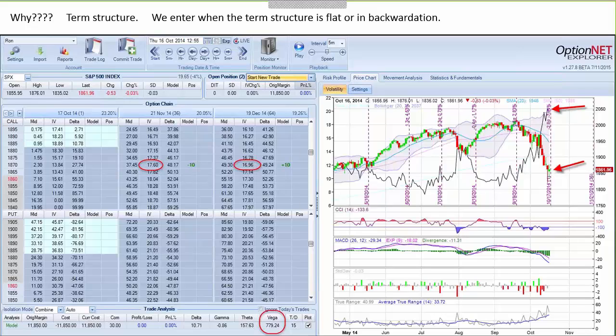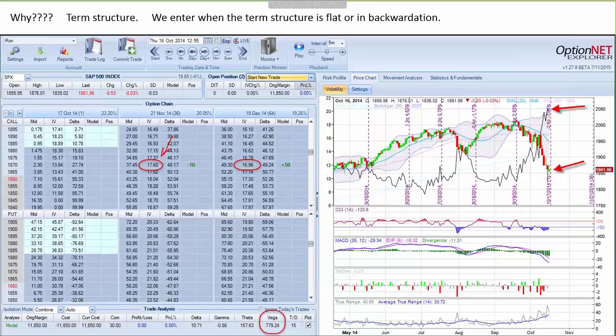Now, normally you may have seen Tom talk about Big Central and all that kind of stuff, where you see the first month here, the second month there, the next month there, and you get a curve that goes like that. So the further away in time you go, the higher the IV goes. That is normal, and I'll explain why in a little bit. But the point here is that we now have abnormality.